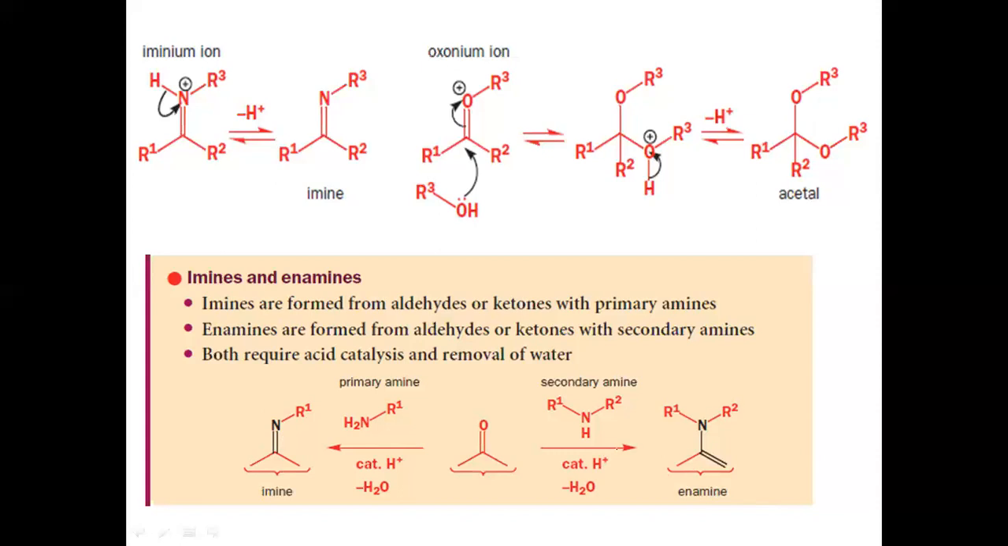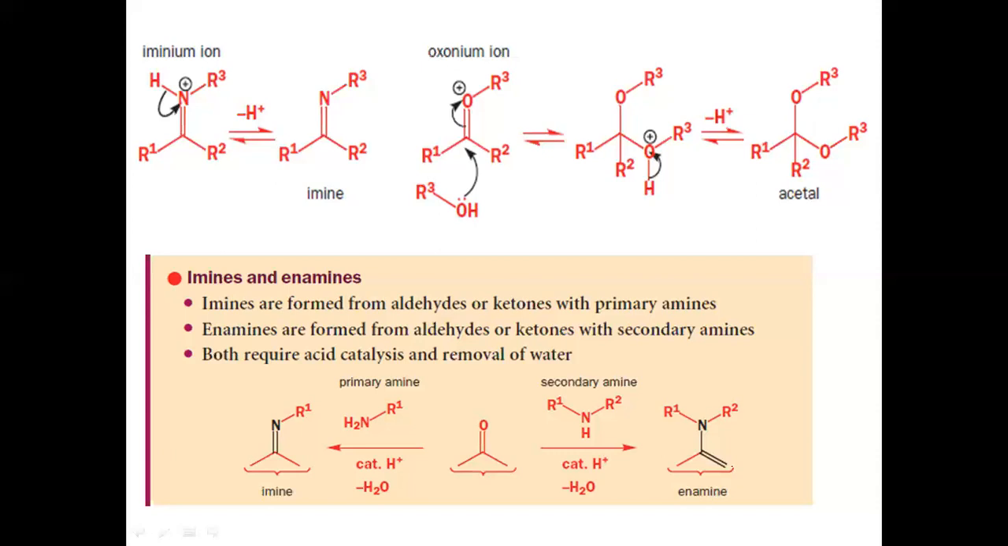On the other hand, you have your ketone reacting with a secondary amine. This is your secondary amine. Again, the conditions are the same: catalytic hydrogen and removal of a water molecule. But if you see, the product which is formed is a little different. The product is not having a double bond between carbon and nitrogen, rather it is having a double bond between carbon and another carbon, right?